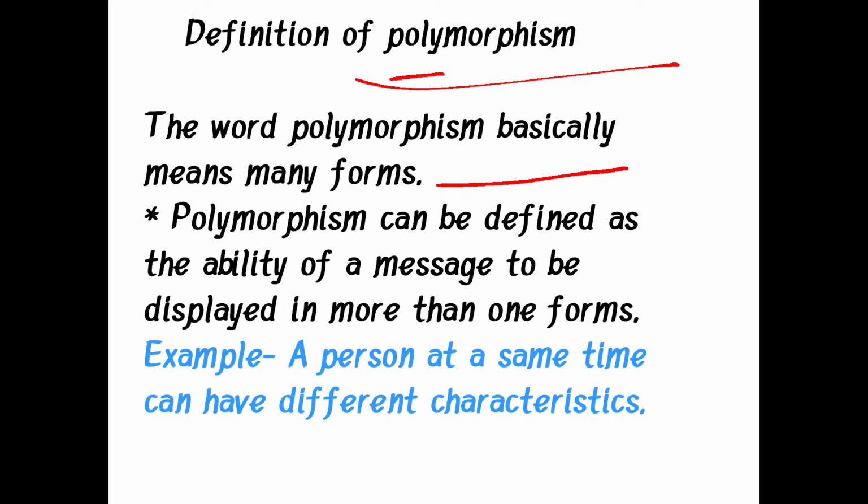Let us understand with an example. Suppose a person can have different characteristics at the same time. He can be sad, he can be angry, or he can play various roles at the same time. So in technical terms, polymorphism can be defined as the ability of a message to be displayed in more than one form. Example, a person at the same time can have different characteristics.